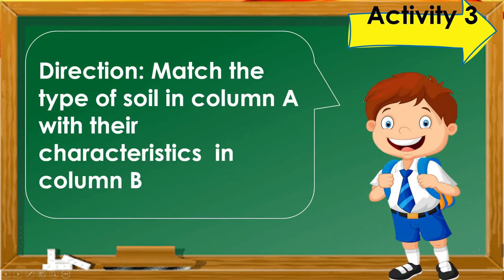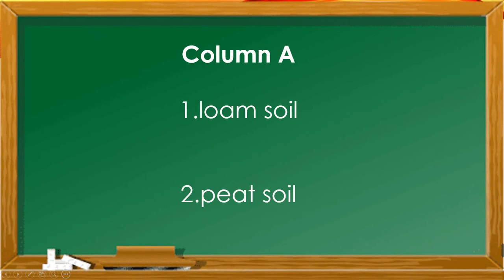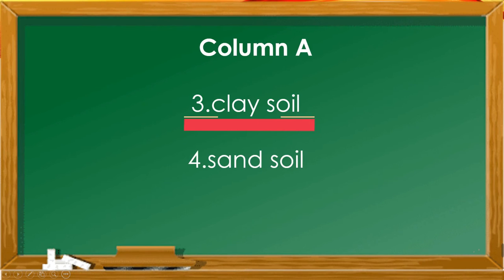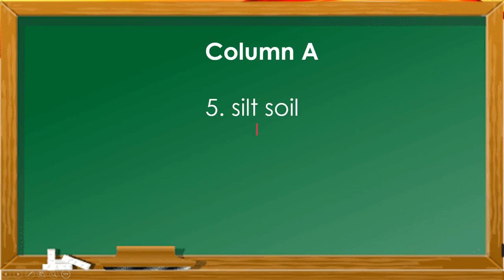Direction. Match the type of soil in column A with their characteristic in column B. Number 1. In column A, loam soil. Number 2, peat soil. Number 3, clay soil. Number 4, sand soil. And number 5, salt soil.